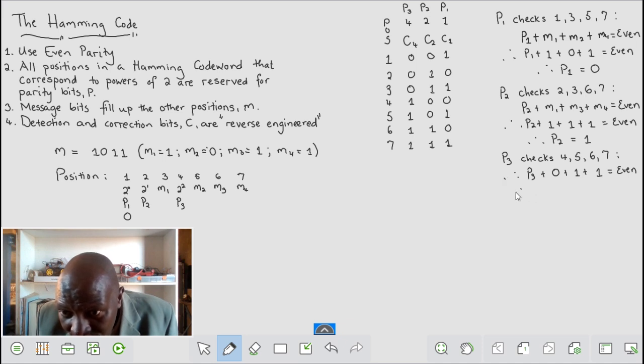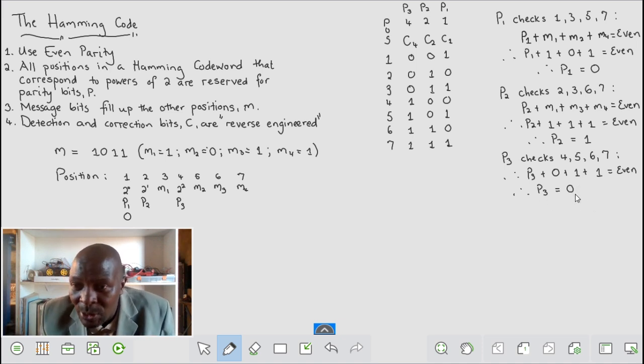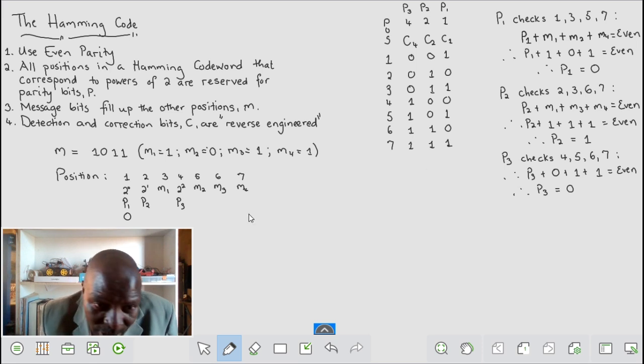Now, I should have said, therefore, for this sum is already 2, for this sum to stay even, it would have to stay 2, so P3 would have to be a 0. Why? If it was a 1, then the sum becomes 3, and 3 is not even. So what does it mean? Our P2 was a 1. Our M1, we already knew this was our message that we were trying to protect. It's a 1. Our next one there, P3, we just worked out to be a 0.